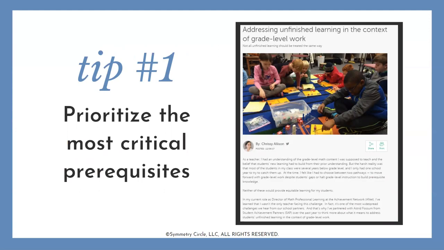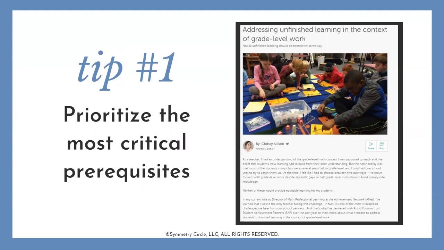So tip number one is to prioritize the most critical prerequisites. So if you're looking at your units coming up, okay, what are the most critical prerequisite skills and understandings students need leading into this unit? And I have a blog post recommendation. It's a blog that I actually wrote a few years ago, and it's on the Aligned blog that you can find on achievethecore.org. And it's called Addressing Unfinished Learning in the Context of Grade Level Work.